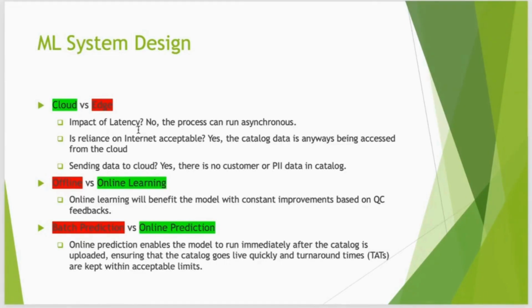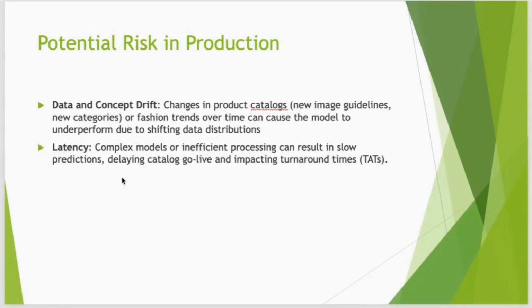Moving to next, will it be a batch prediction or online prediction? Here we would like to keep it as online prediction. The reason being pretty simple, that there are multiple catalogers who would be uploading the file on the platform, and we would like to ensure the SLAs are maintained and the turnaround times are within an acceptable limit. The moment a catalog is uploaded in the system, it will run through the enrichment process along with the catalog validation process. There are a few potential risks which I've jotted down.